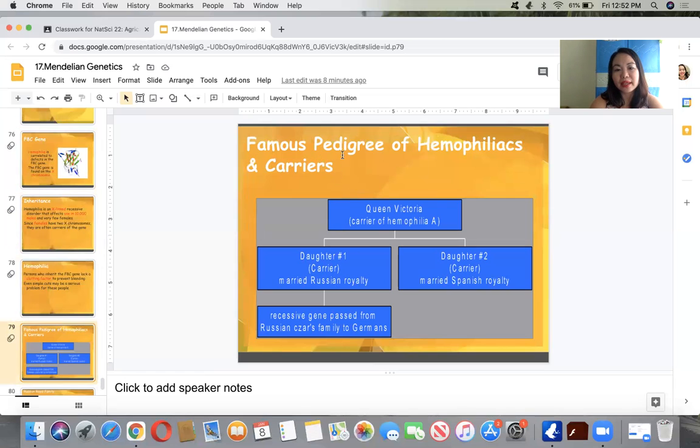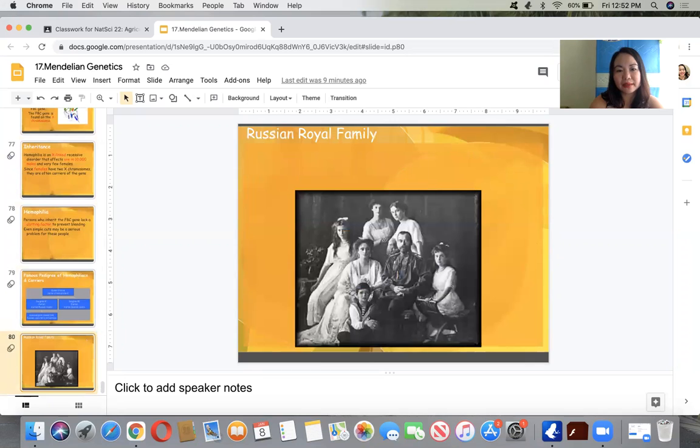bleeding. And the famous pedigree of hemophiliacs and carriers, as I have just shown you a while ago, is from Queen Victoria and the royal family of Russia. The first daughter and the second daughter became carriers, while the recessive gene passed from the Russian family to the Germans. That was what happened. So these were the Russian royal family.